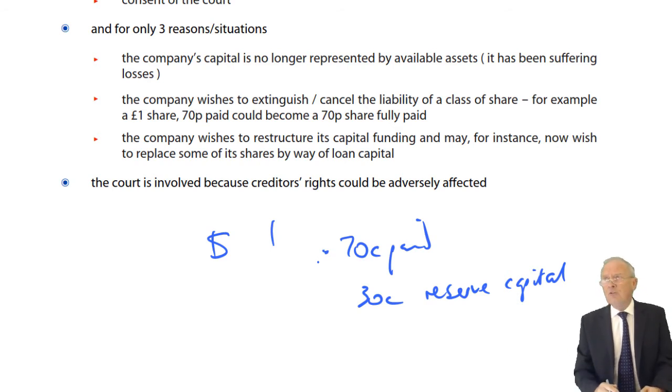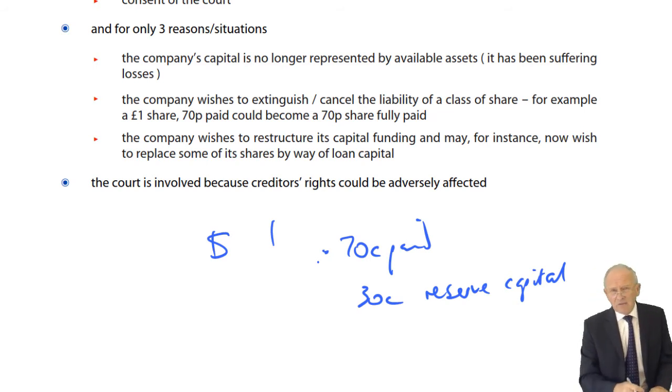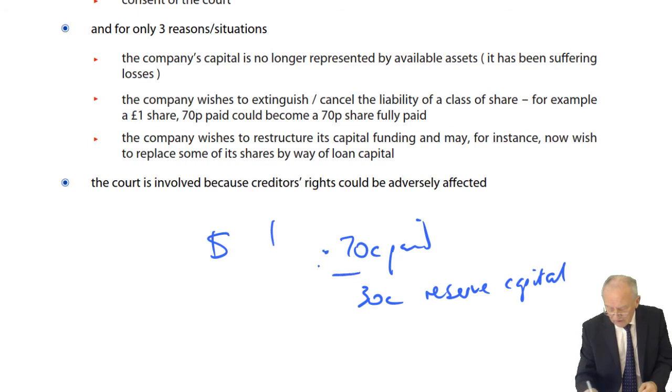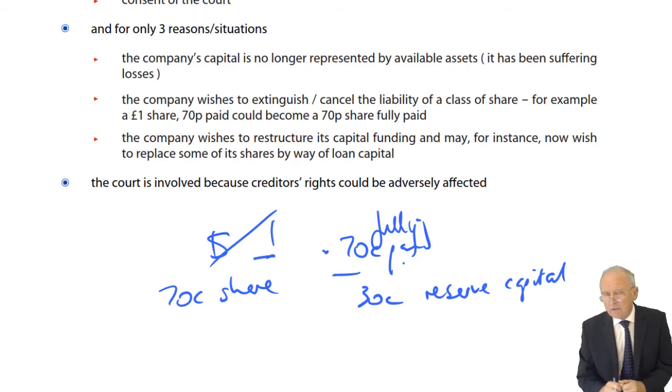But if the company's got phenomenal assets, say $1.9 billion worth of net assets, then why have this threat hanging over the shareholders? Why not just say, look, we're going to extinguish this liability. We're going to take it off. So instead of it being a $1 share, 70 cents paid, why not just call it a 70 cent share, fully paid? That then takes this sword of Damocles away from you. It's no longer hanging by a spider's thread, ready to fall down on you. So that's the second way in which capital may be reduced.